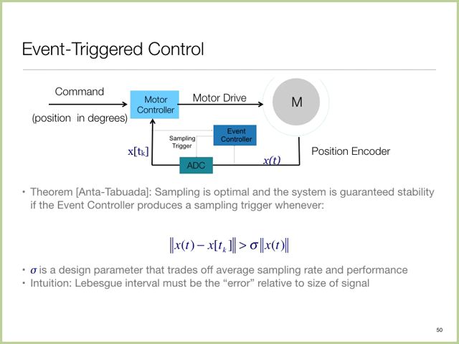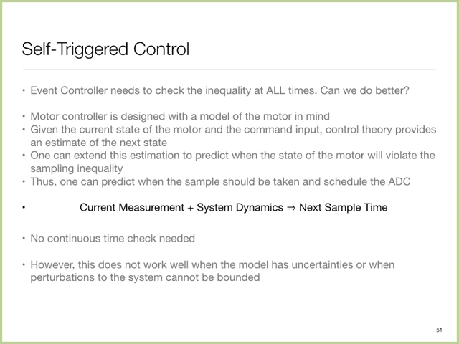But remember, I said another use of this thing is to save on bandwidth, right? So that leads to the other notion that they developed, which is an approximation. The problem is that the event controller, the one which I previously described, has to check for that inequality all the time. We don't want to do that. So instead, the approach is the following.